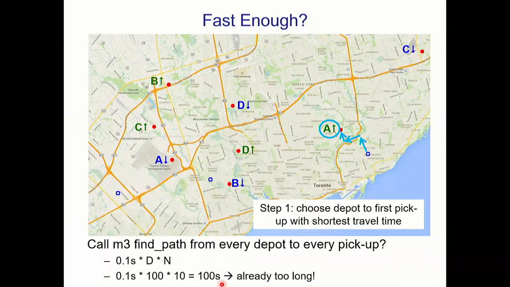Sorry, you had a question? Alex. Yeah. What if instead of calling find path to estimate, you estimate similar to the restart approach, like taking the distance and dividing it by some constant? That's a good idea. Yeah.